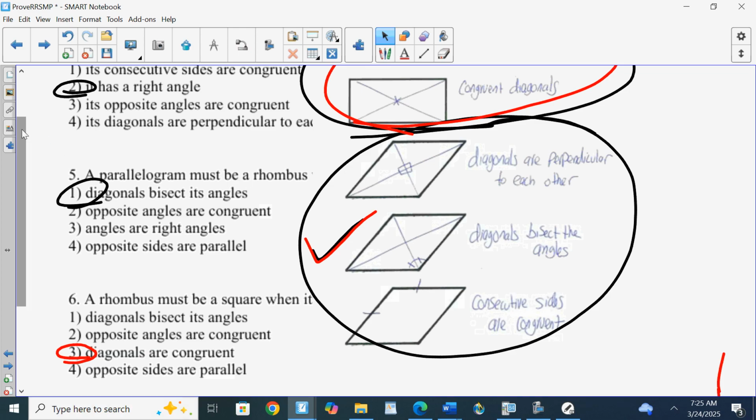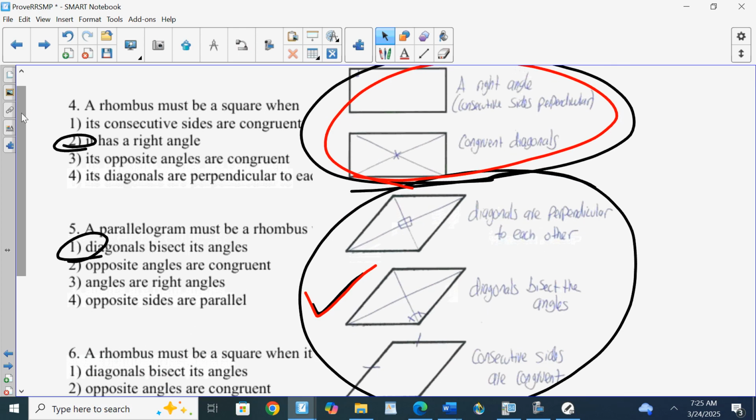In order to prove a rhombus, I need one of my 3 rhombus proofs. To prove a square, I need one of each. And again, it must first be a parallelogram, and then you have to be able to apply the proofs to it. That's it. Practice it.